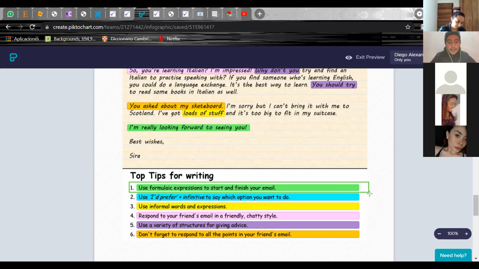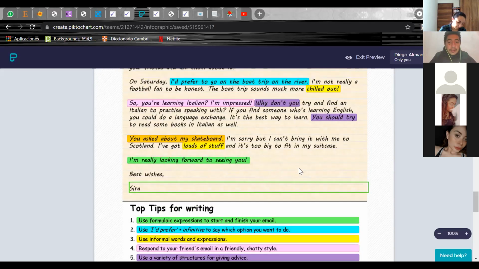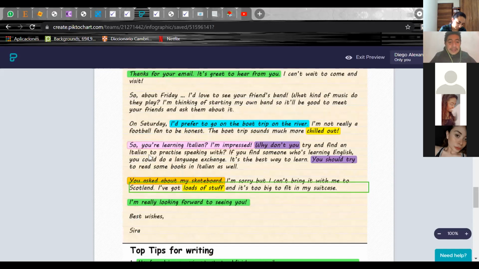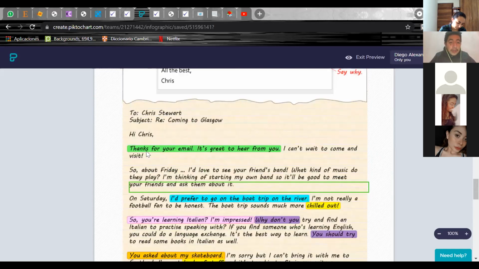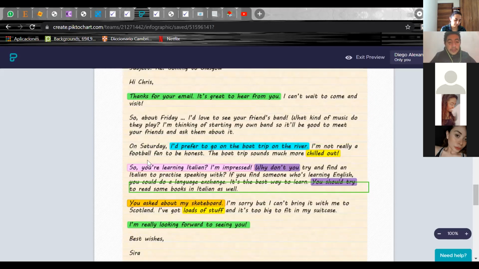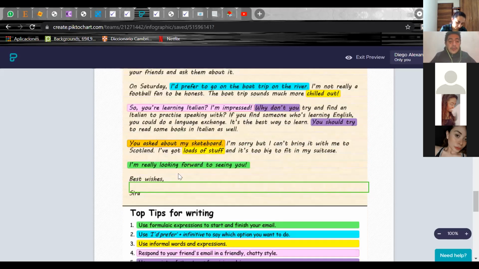Okay. Use informal expressions to start and finish your email. Okay, thank you. So in this case, it says that maybe we need to use some phrases like we have in here. Thanks for your email. It's great to hear from you. It's also like a greeting, maybe. It's great to hear from you. And then we have to finish the email with a similar expression. I'm really looking forward to seeing you.